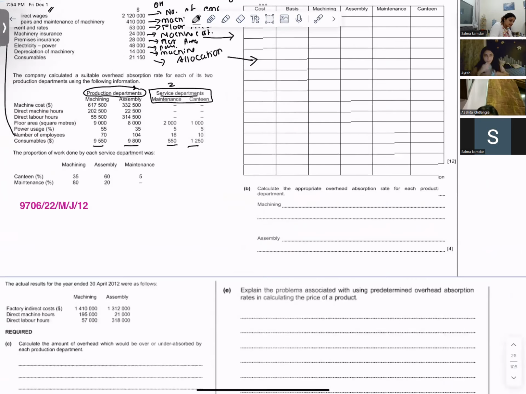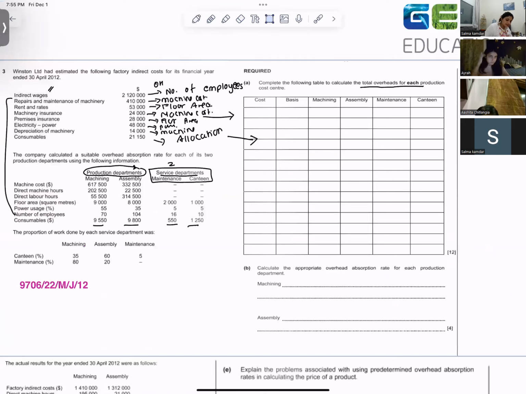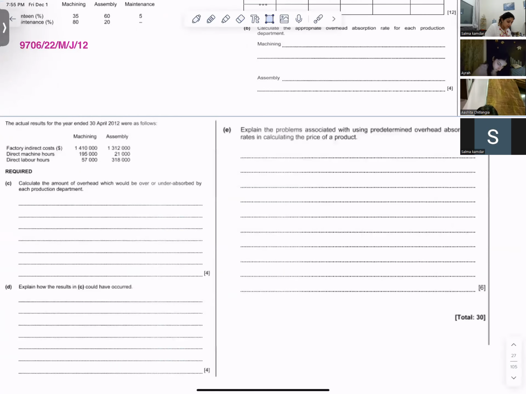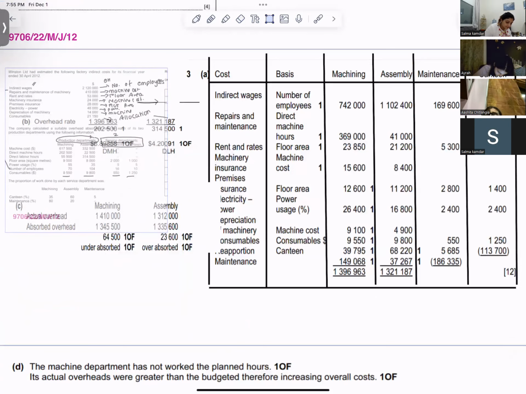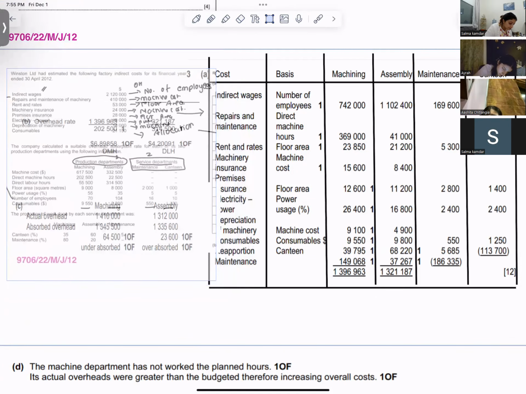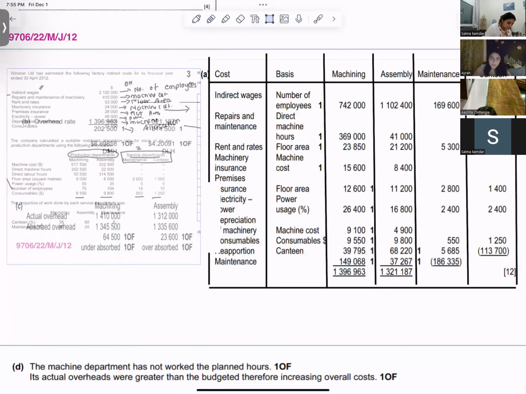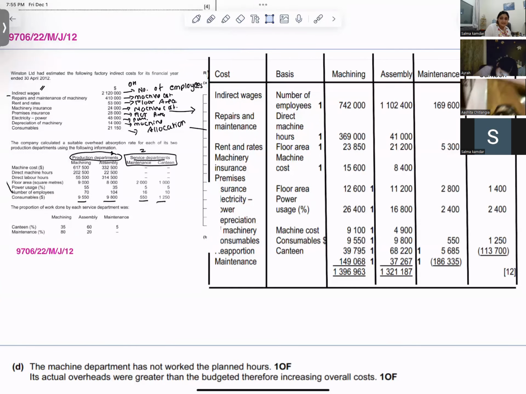I'm just copying down so that you know what is to be done. Miss, in cost, we just write indirect wages. Yes, there's cost, basis, and the four departments. So I'm pausing the video. You all will complete the first level allocation, that means up till consumables. You will do everything up till consumables and I will teach you reapportionment.